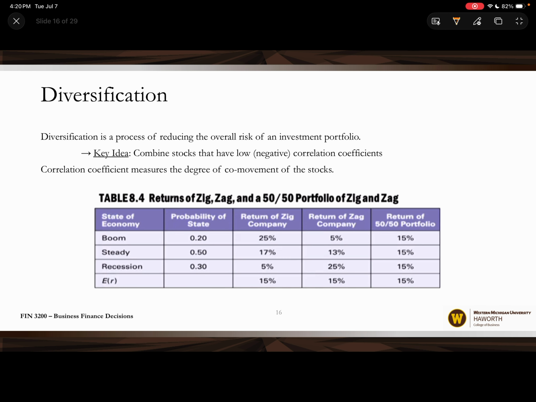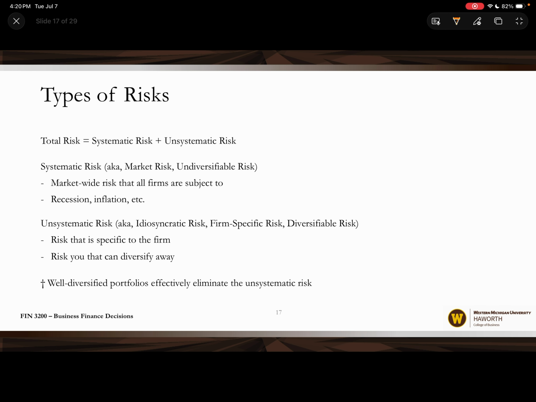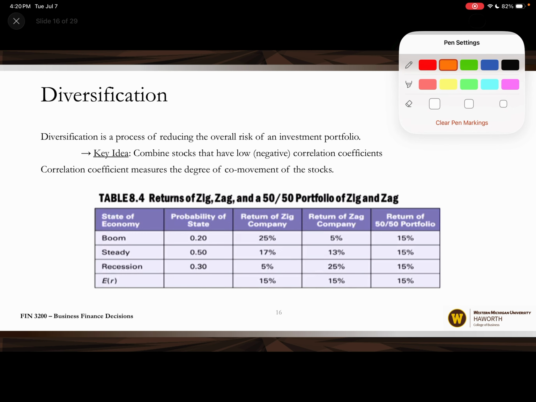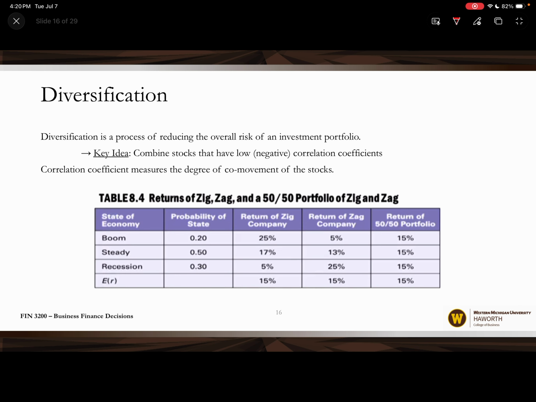So it has to do with the concept of diversification. This is a very important concept in investments and portfolio management. Diversification is a process of reducing the overall risk of an investment portfolio. So we're trying to reduce the overall risk of your portfolio.